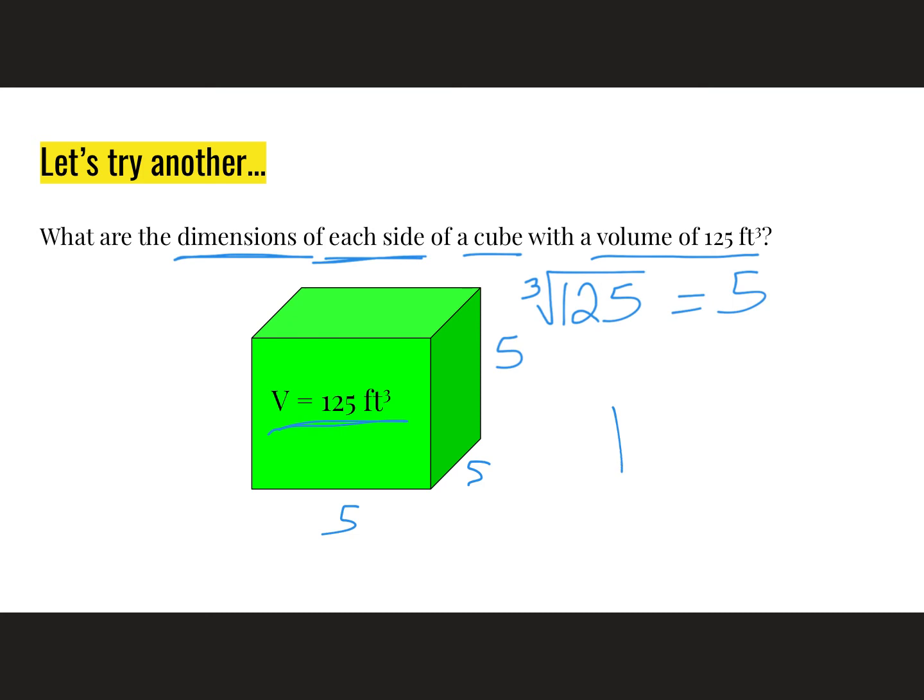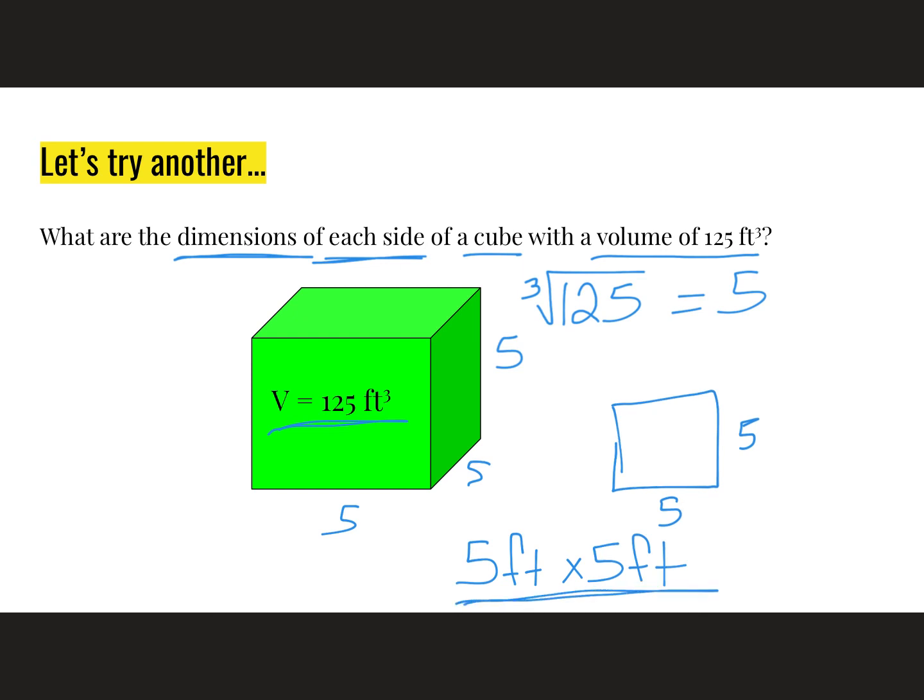So the side of a cube is a square. And when we talk about squares, that's not a very nicely drawn one, but you guys get the picture. When we talk about squares, we talk about them being two-dimensional. So we have a 5 here, because everything is 5s, and a 5 here. So the dimensions of this are 5 by 5, or actually, more accurately, 5 feet by 5 feet. Okay, so make sure you know that you're looking for the dimensions here, not just the side length.